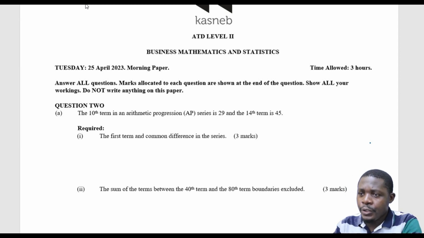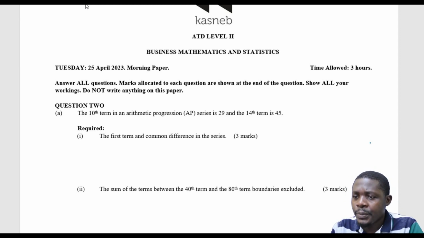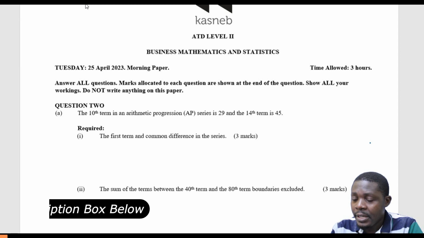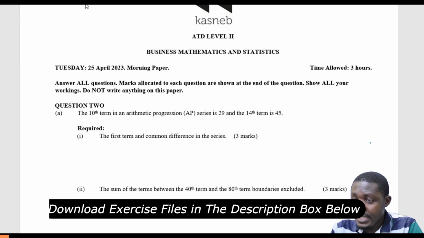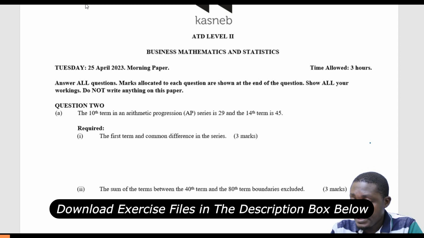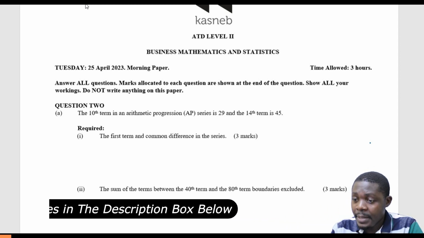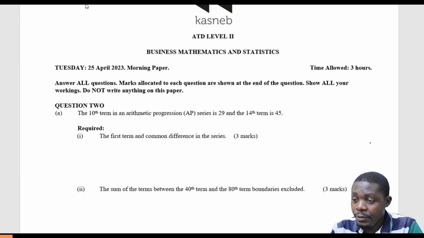April 2023 question number 2, Roman 1. The question reads: the 10th term in an arithmetic progression is 29 and the 14th term is 45. Required: Roman 1, the first term and the common difference of the series. Roman 2, the sum of the terms between the 40th term and the 80th term, boundaries excluded.